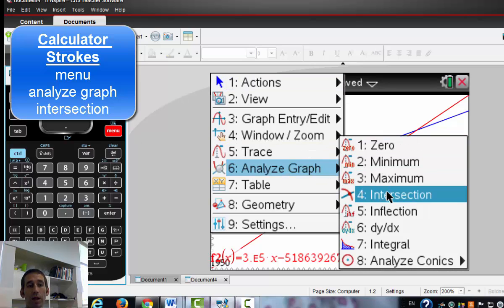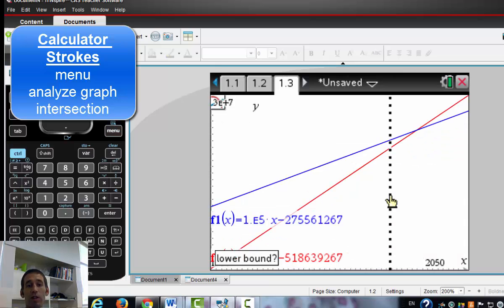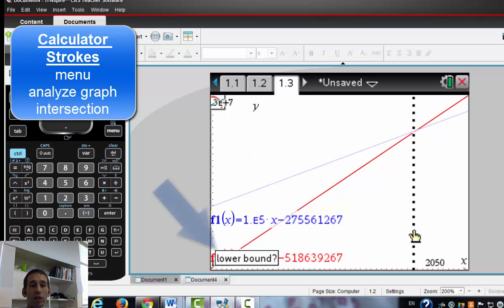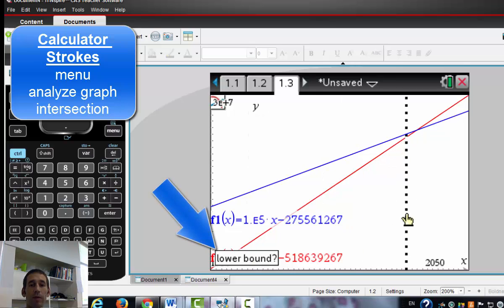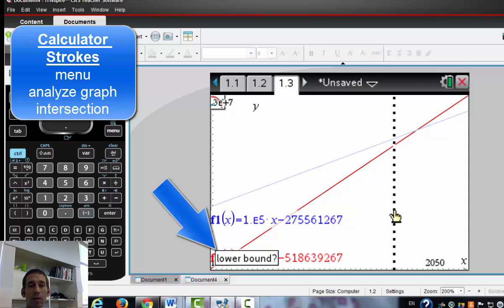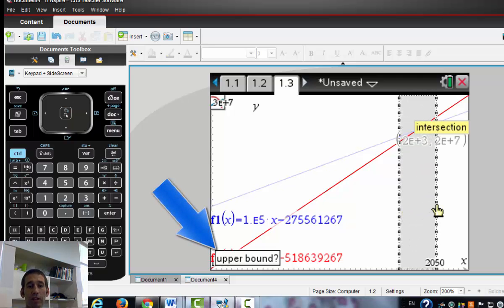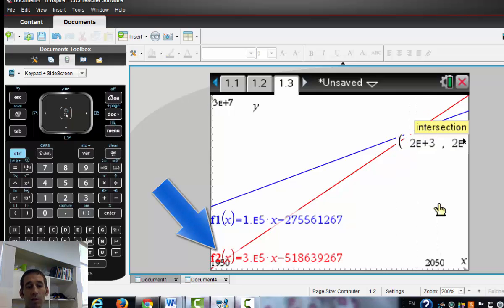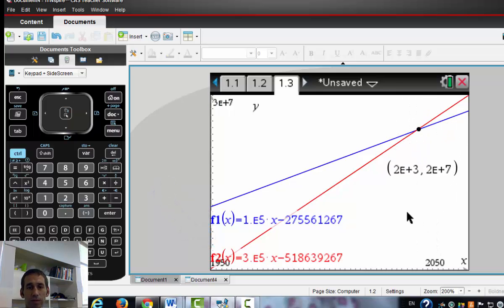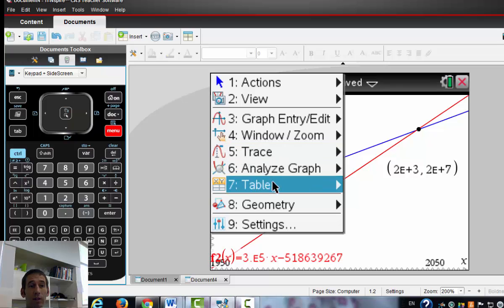If we go to menu, analyze graph, we have this intersection function. So if we click on intersection, it asks us a question down here in the lower left, lower bound. So lower bound just means choose somewhere to the left of where you think they intersect. And then it asks us upper bound. So after we click, it asks us upper bound, and we choose something to the right. So I get this value, 2e plus 3, 2e plus 7. I need something a little more accurate than that.